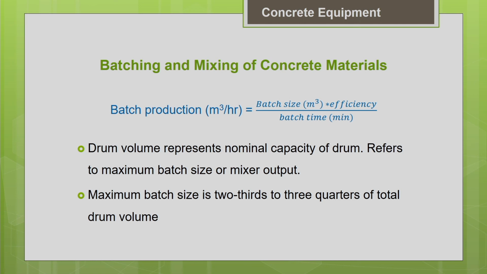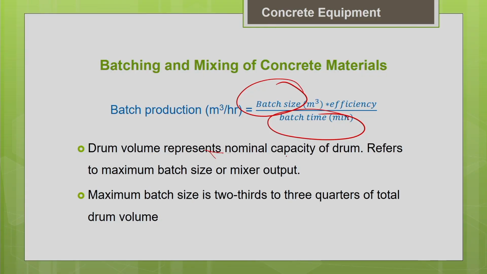Now, how to calculate the productivity of your batch? Generally you know that concrete we always produce in batches, batch by batch we produce it. So, how to know the batch production in meter cube per hour? It depends upon your batch size and it depends upon your batch cycle time. Batch size depends upon your drum size. We can never load the concrete to its full capacity. We cannot take the total volume of drum into account to determine the batch size. We generally take only the nominal capacity of the drum.